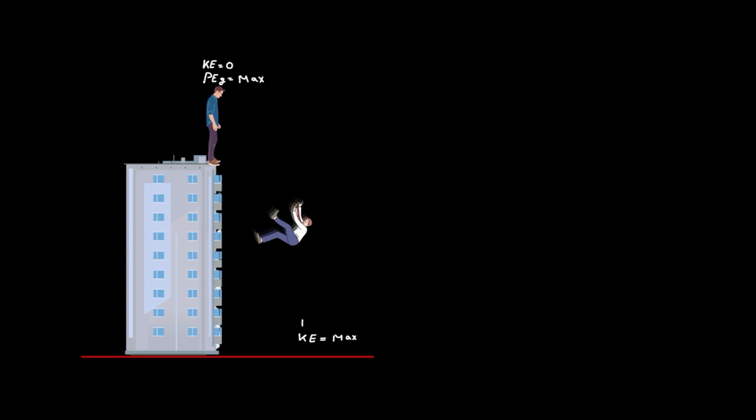Now let's suppose that he has hit the ground. What is the state of potential energy and kinetic energy? Because the body did not move after it hit the ground, the kinetic energy equals 0. Gravitational potential energy also equals 0, because gravity cannot pull the body further downwards, and also because the height of this body above the surface of the Earth is equal to 0. So there is no height. Therefore, gravity cannot affect it.